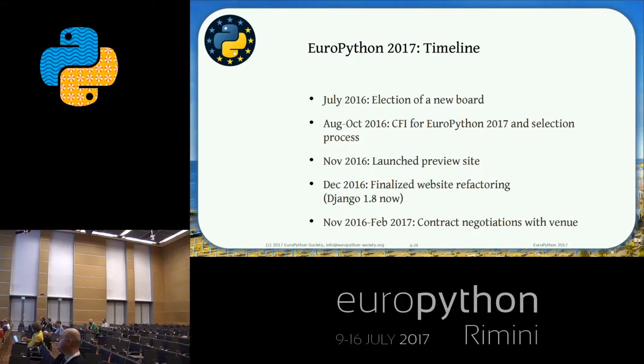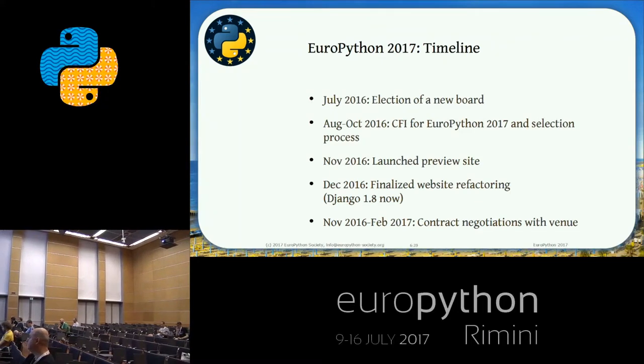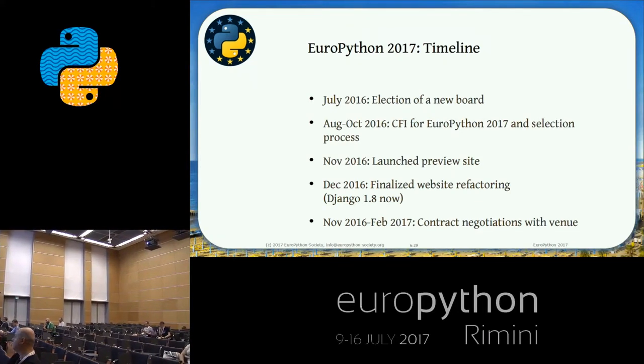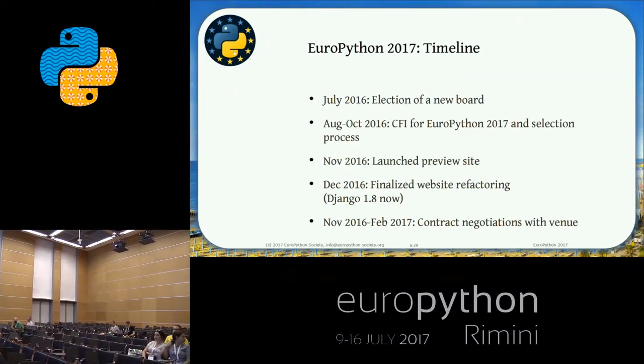Christian then identified some more. It was, I think, Genoa, Riccione, and Rimini. Yes. And another one? No, I think those three. And then eventually we decided to go with Rimini.